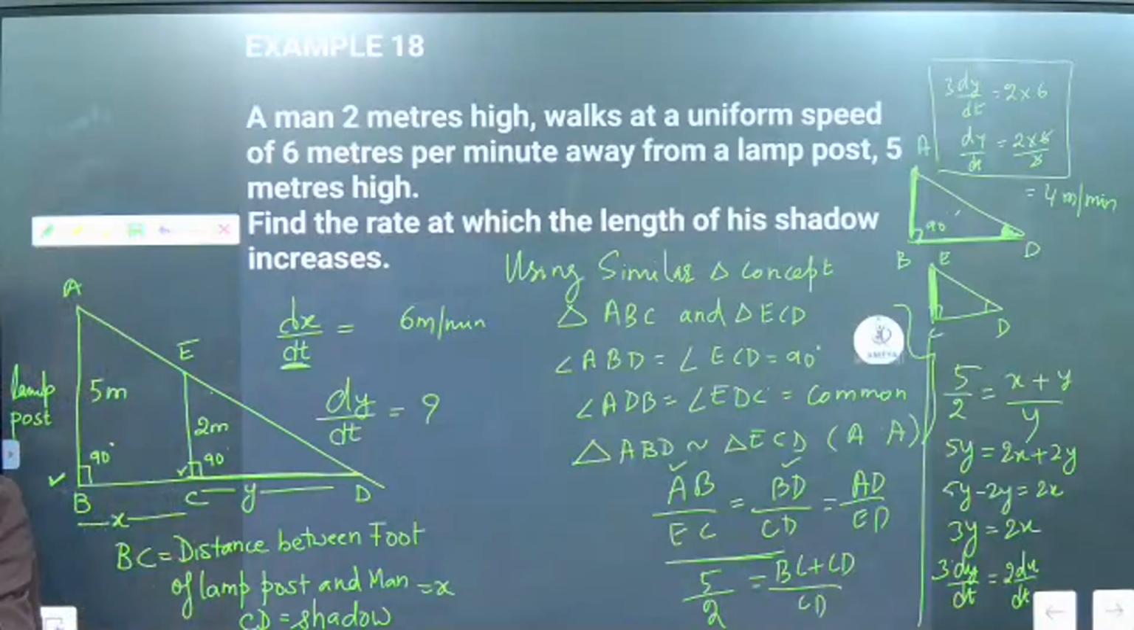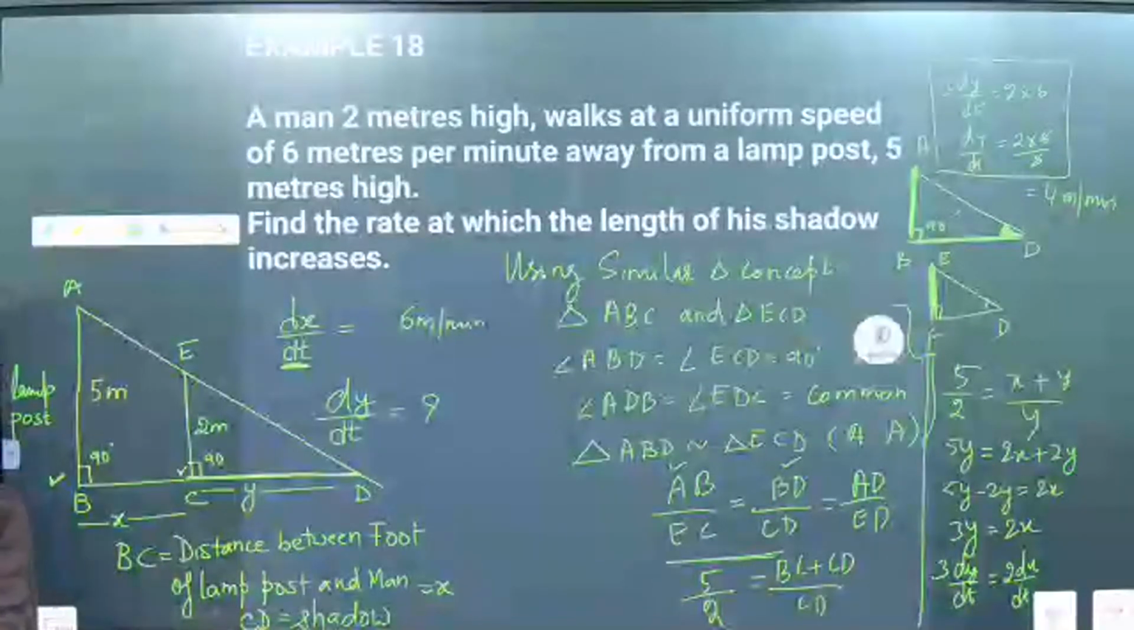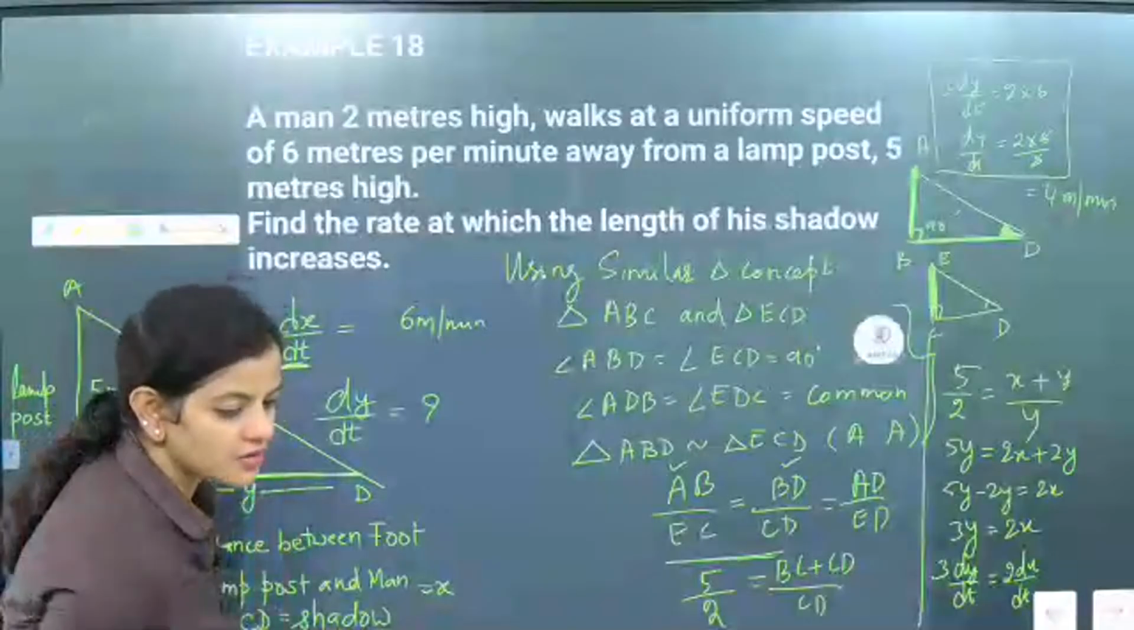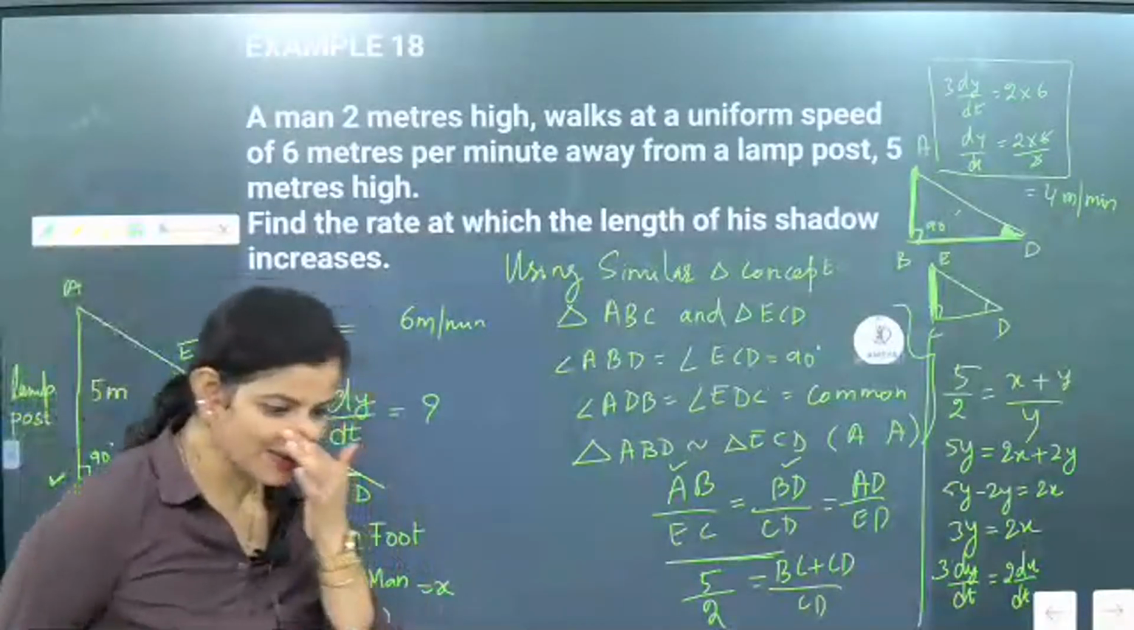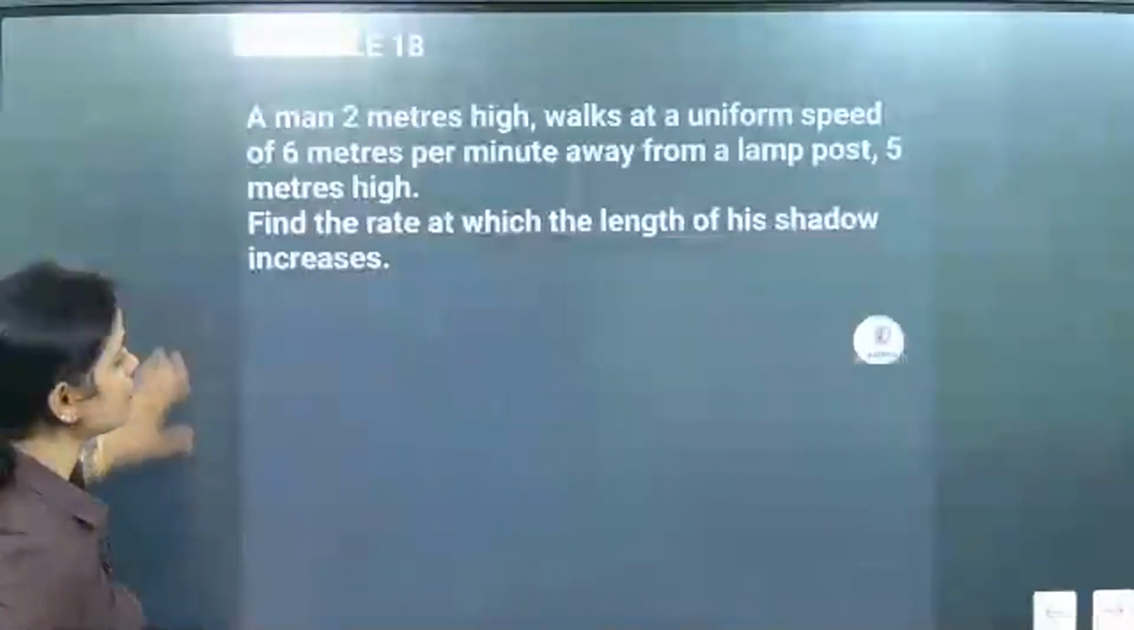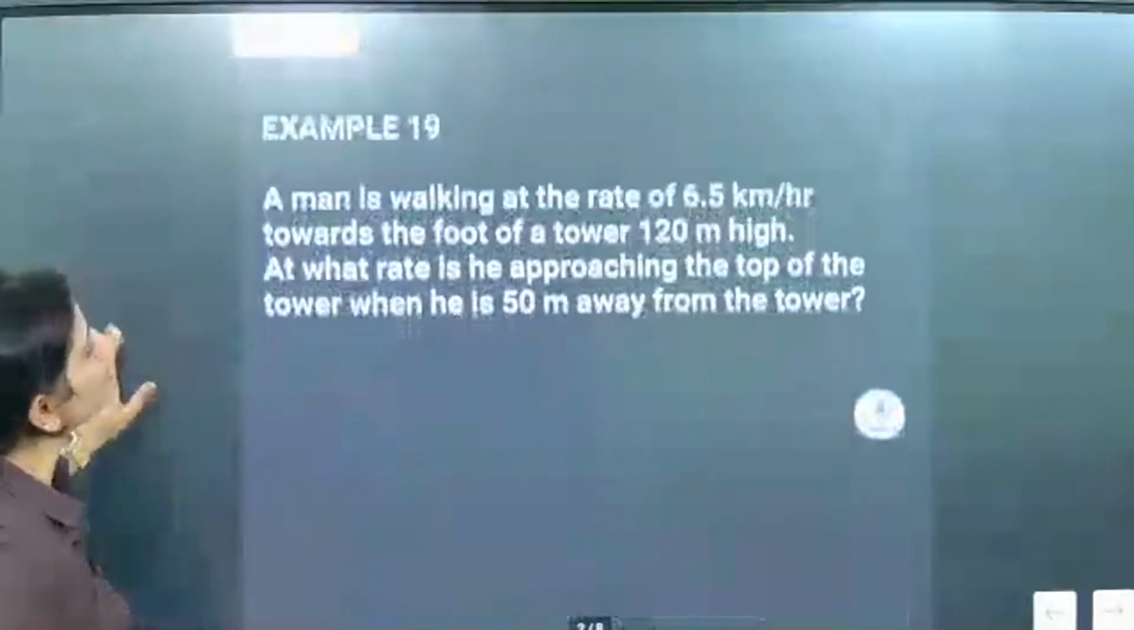Shall I remove this part and go to the next section? Children, are you ready? Okay, online children. Okay, so can I go to the next question, beta? Now we will go for the next question.